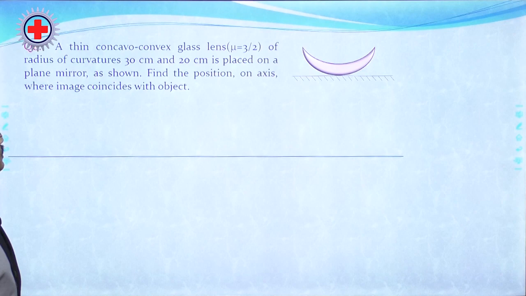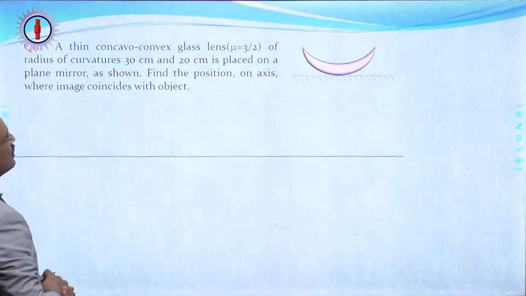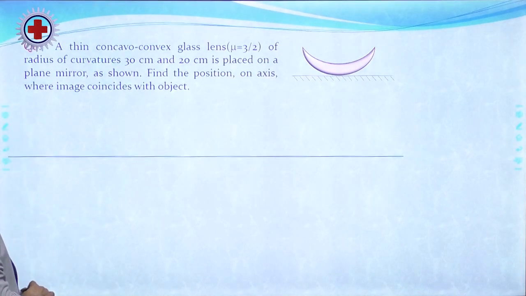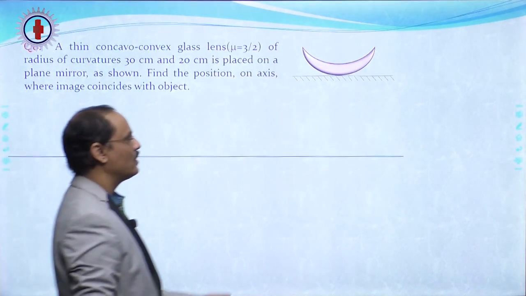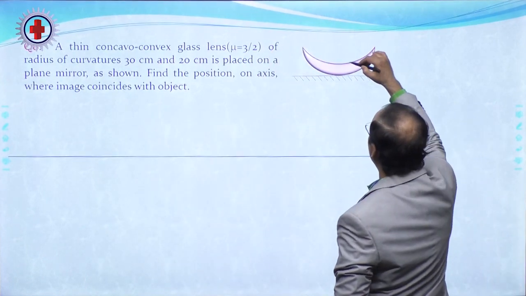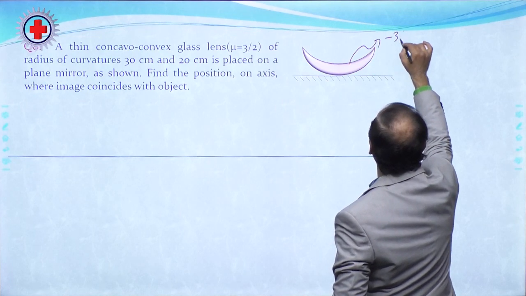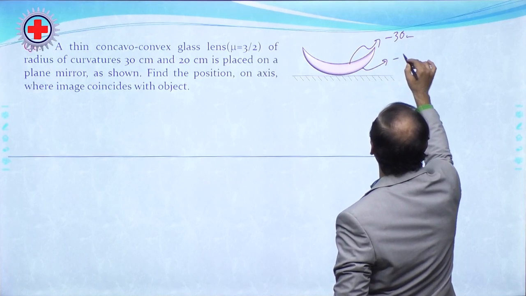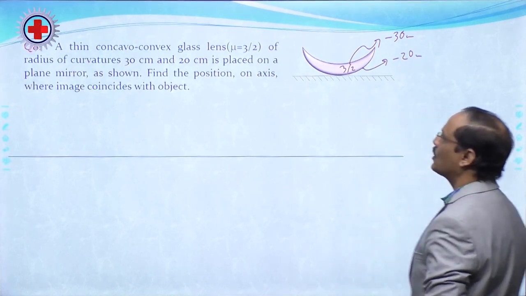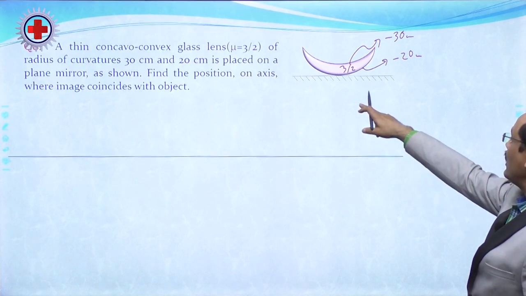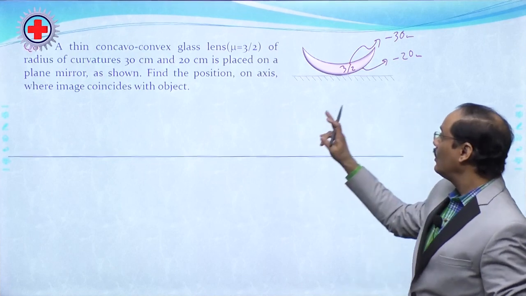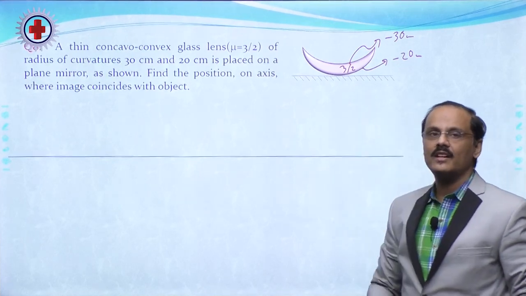Let us take one more problem. We have a thin concave or convex glass lens, refractive index 3 by 2, with radii of curvature 30 centimeter and 20 centimeter. We take the upward direction to be negative, the downward direction to be positive. This side has radius of curvature minus 30 centimeter, this side has minus 20 centimeter, and the refractive index is 3 by 2. And we have a plane mirror, the lens is kept on the plane mirror. We need to find the position on the axis where the image coincides with the object.